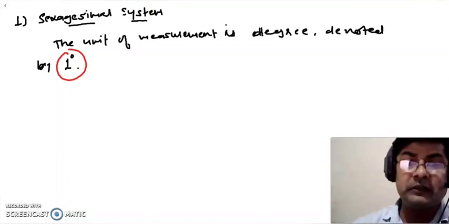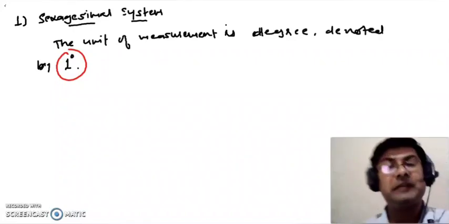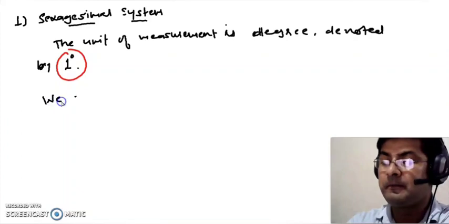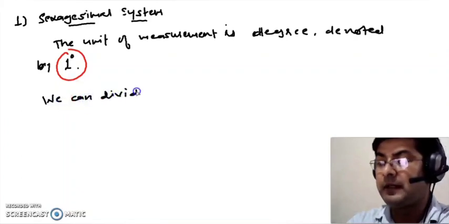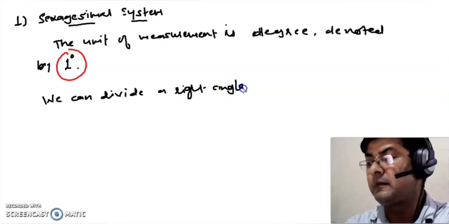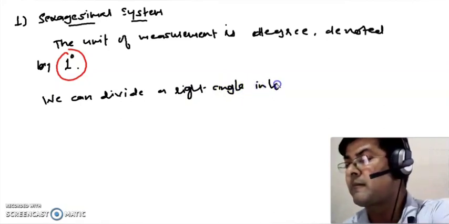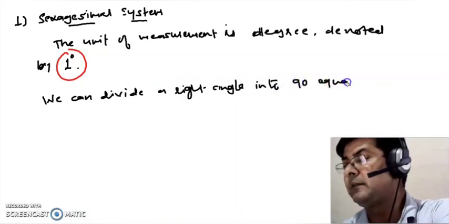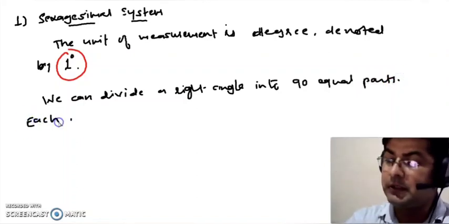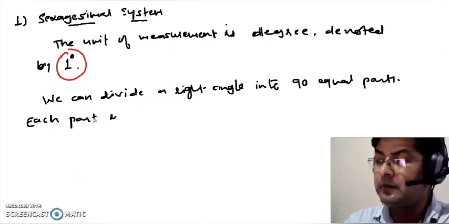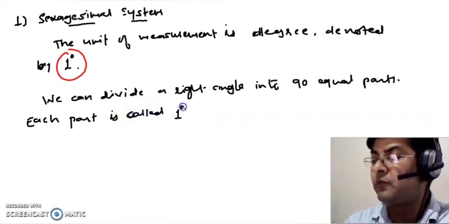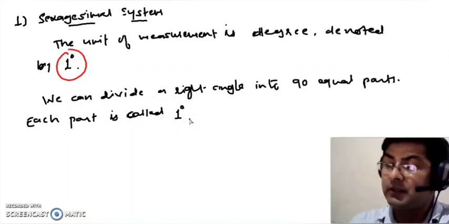Now we can divide a right angle into 90 equal parts, and each equal part is called 1 degree. Clear?